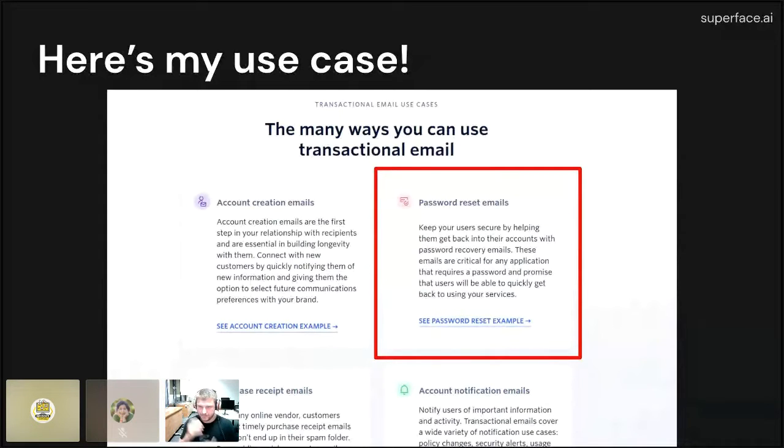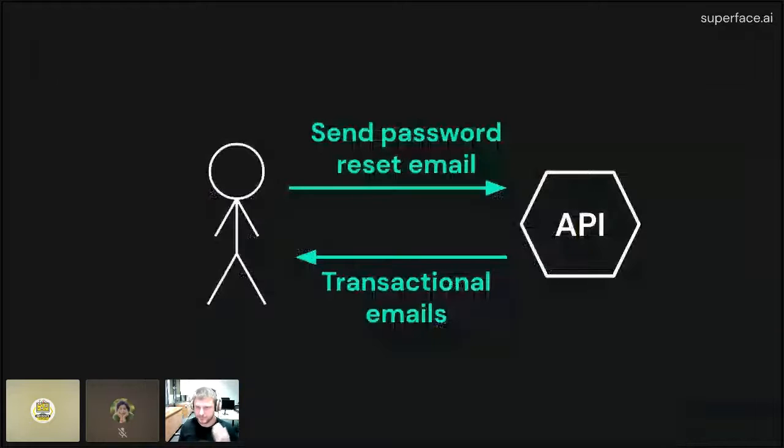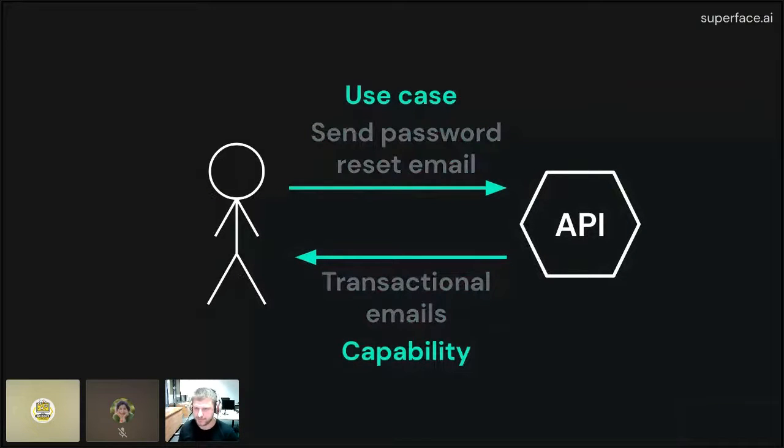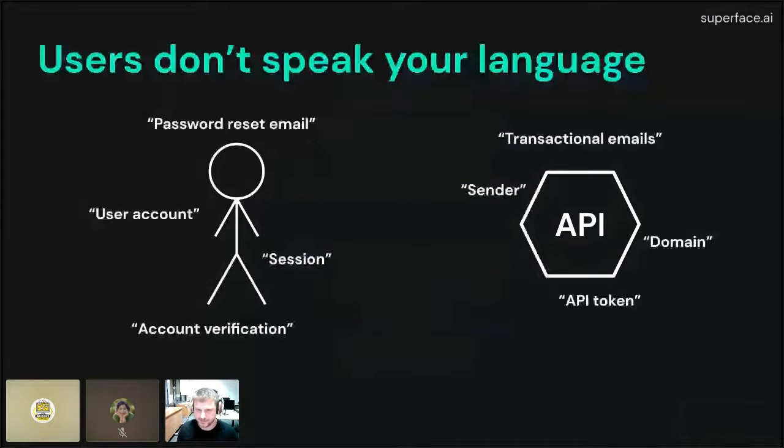So to break it down, my use case was to build a password reset feature. And I figured out that what I am looking for is transactional emails. So as a developer, I am trying to match my use case with some features of APIs, or specifically their capabilities, what these APIs offer. And in our experience, this is also the hard part about understanding APIs.